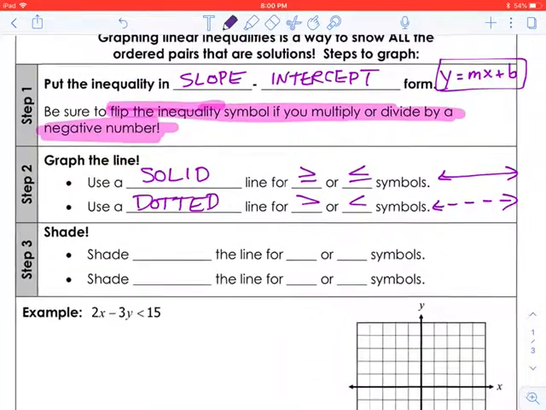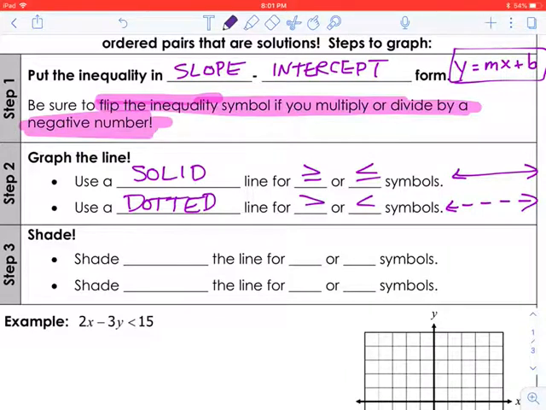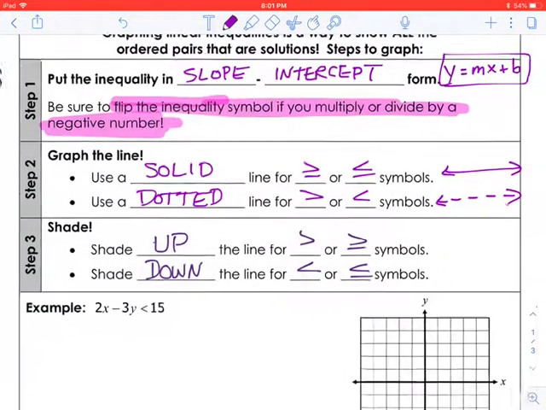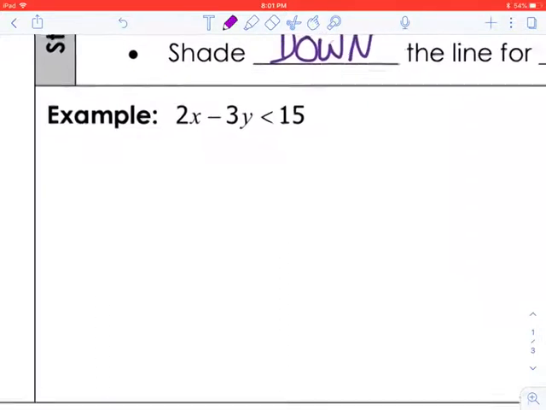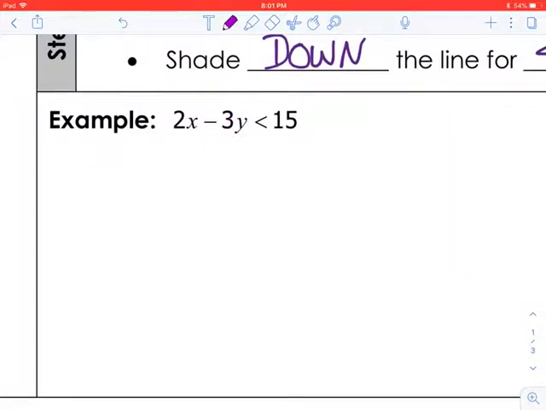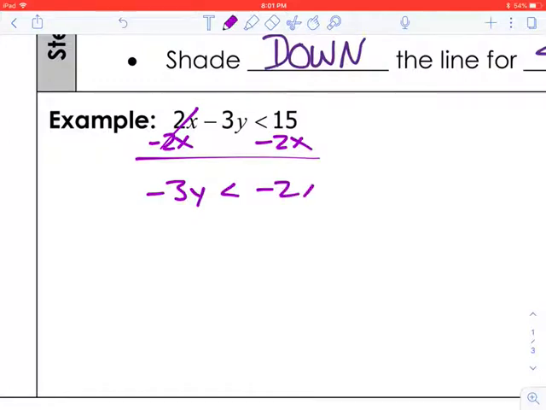solutions or not. And then step 3, you shade up or down, okay? So shade up when the line is greater than or equal to, which should make sense. Shade downward, okay, or below the line for any of them that say less than or equal to, okay? So you got to really think about which is which, okay? So in this case, I want to get y by itself. So the first thing I need to do is get rid of that 2x, okay? So I've got negative 3y less than negative 2x plus 15.